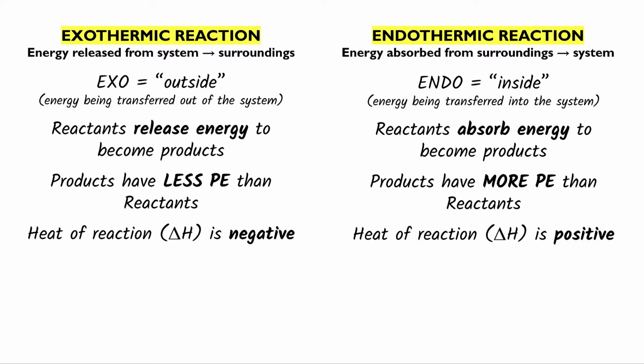The heat of reaction, or the delta H, for an exothermic reaction is negative because the amount of potential energy in the reactants is decreasing as they transition into products. It's the opposite for an endothermic reaction. The heat of reaction is positive because reactants are absorbing or gaining energy as they become products.